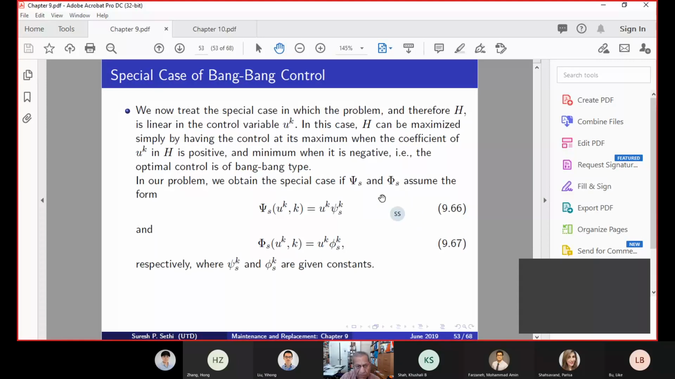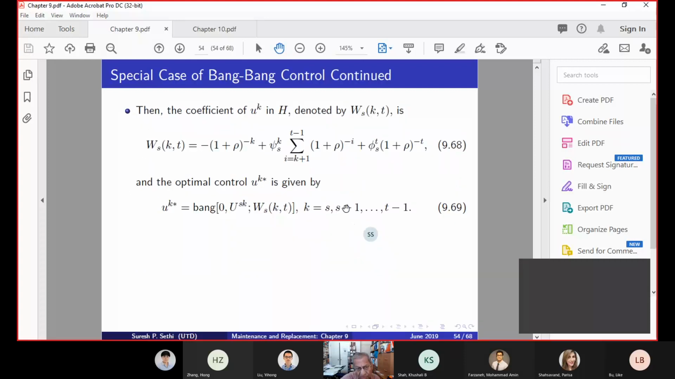Now I'm going to simplify the problem, because I'm actually going to solve this problem numerically. So I'm going to define that function to be linear and that function to be linear. And then my Hamiltonian will be bang bang solution, because the Hamiltonian will now have a switching function times u sub k, and the switching function is given by this.